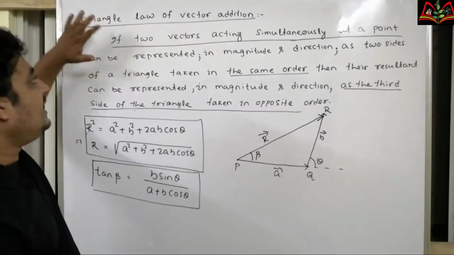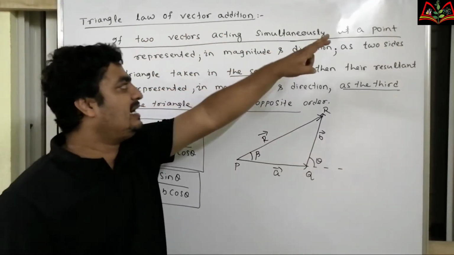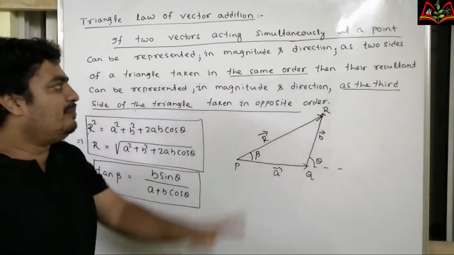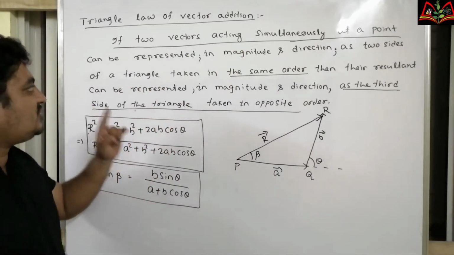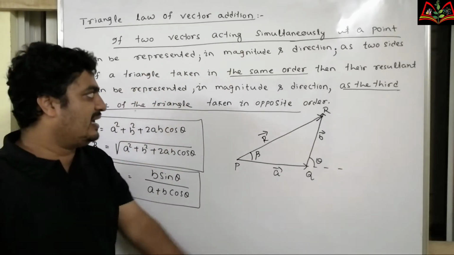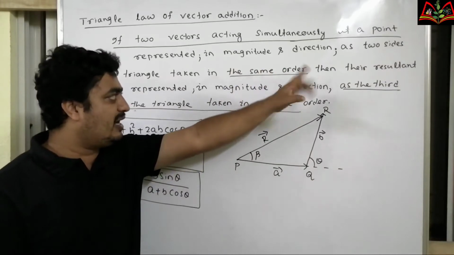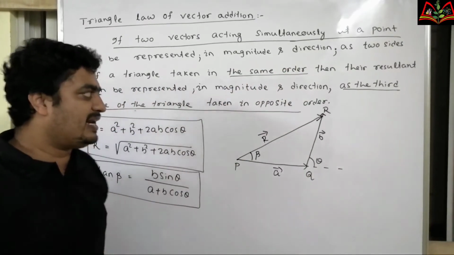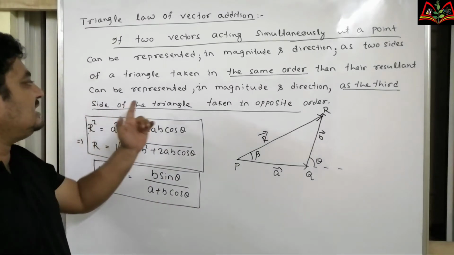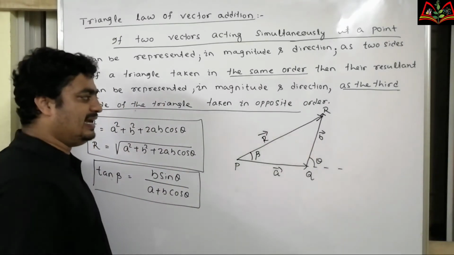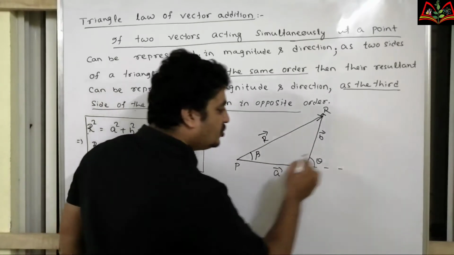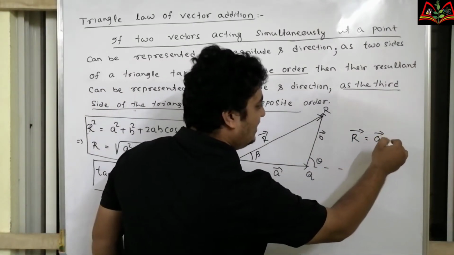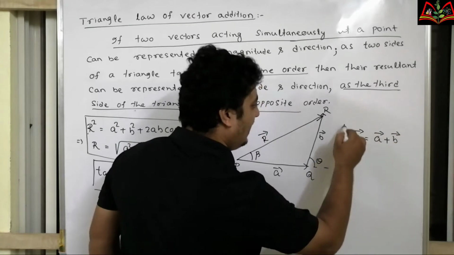So, what does it say? If two vectors acting simultaneously at a point can be represented in magnitude and direction as two sides of a triangle in the same order, then the resultant can be represented in magnitude and direction as the third side of the triangle taken in opposite order. So here we can write R, the resultant, is the vector sum of A and B.